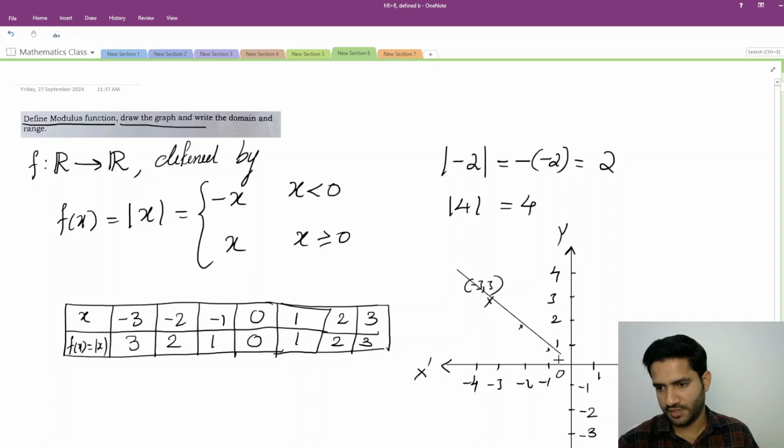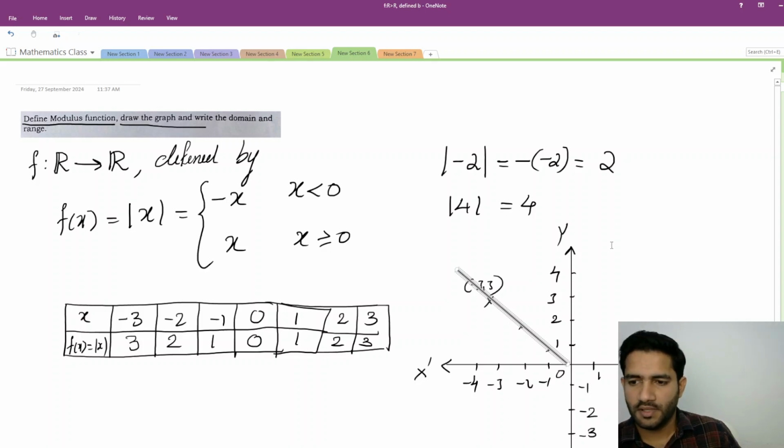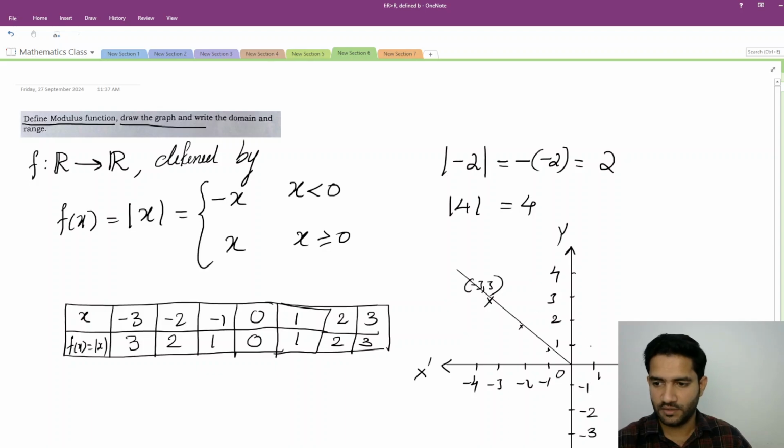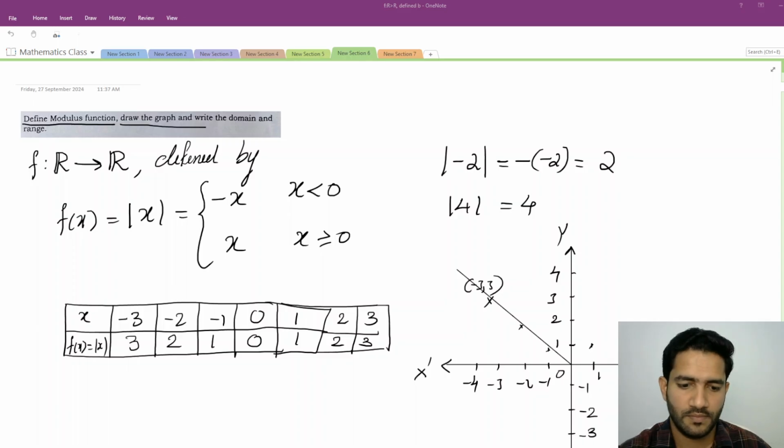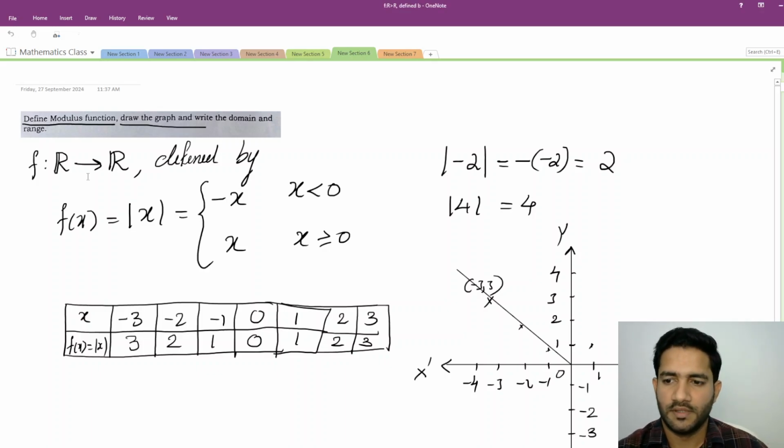Passing through these points, we get a straight line. Passing through 0, 0, because 0 is equal to 0. Then again, from here we have the right side: 1, 1, 2, 2, 3, 3. Then the positive direction. Again a straight line, there is no confusion. We want to draw a straight line passing through these points.